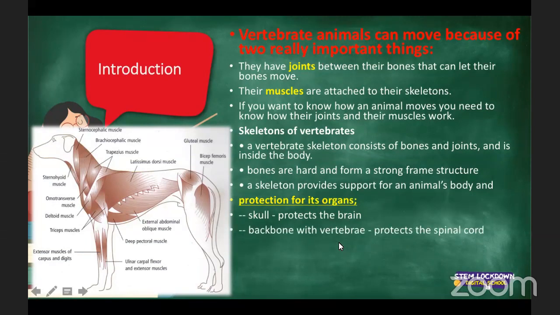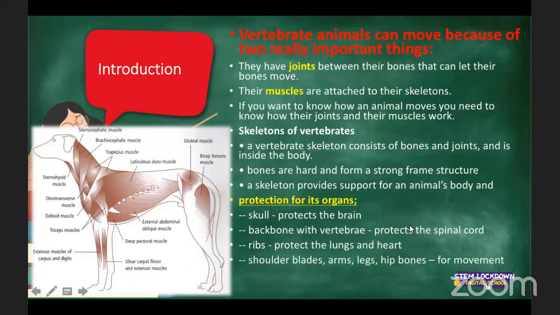Then also the backbone of a vertebrate protects the spinal cord. I did show you the spinal cord and how it is connected to the brain. Also the ribs, and as you know, the ribs protect the lungs and the heart. And also the shoulder blades, arms, legs, and hip bones, their function is to allow us to have different movements. Okay.